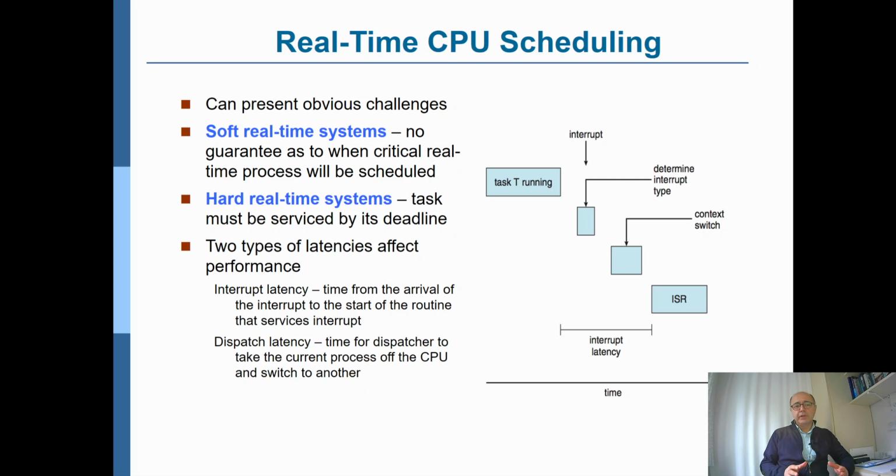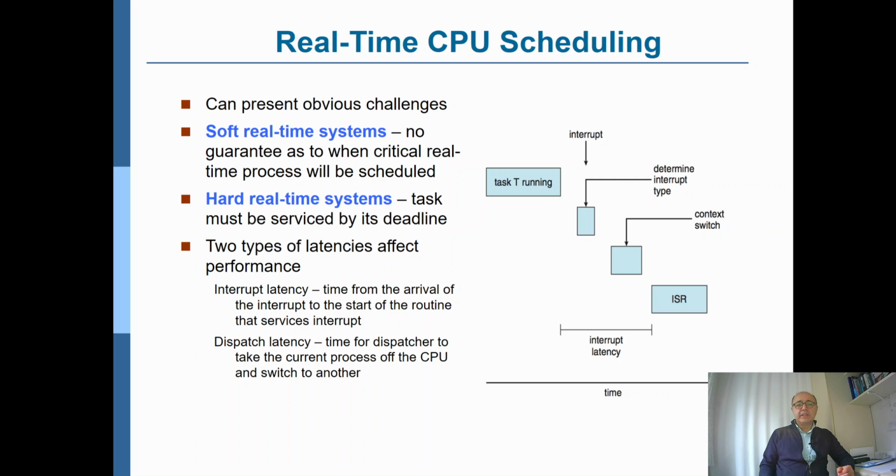But now we're going to focus on a different type of systems, the real-time systems. And when we talk about real-time systems, then we need to talk about real-time scheduling of the processes in a real-time operating system. So there are basically two types of real-time systems, the soft real-time systems and the hard real-time systems.